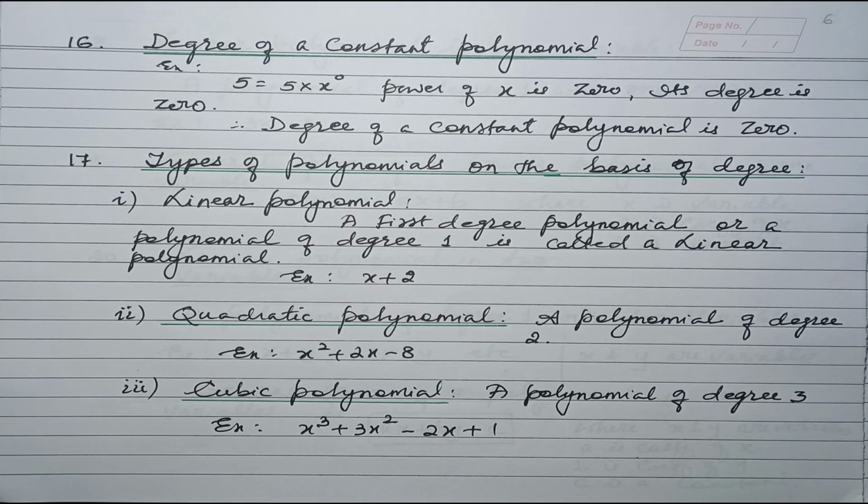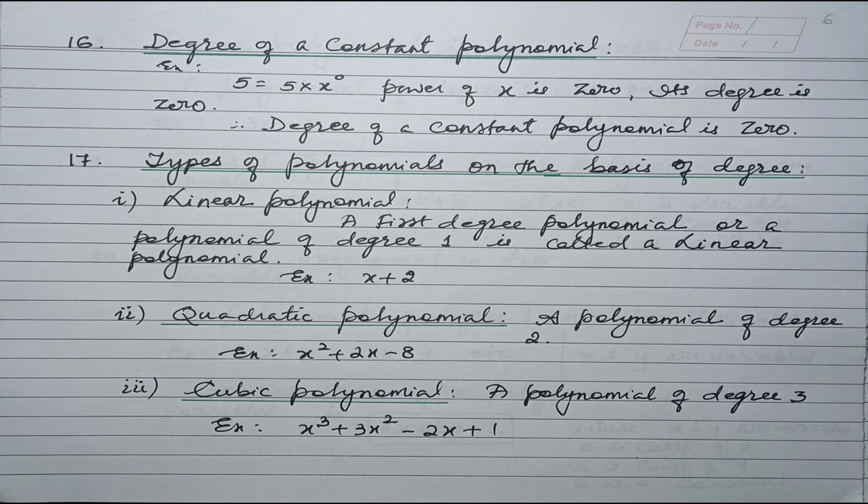So please remember that x plus 2 is a first degree polynomial, x square plus 3x plus 2 is a second degree polynomial. Now degree of a constant polynomial, again very interesting here. We know that 5 is equal to 5 into x raised to 0. What is the power of x here? 0. Therefore the degree of a constant polynomial is 0. So please remember that the degree of a constant polynomial is 0.